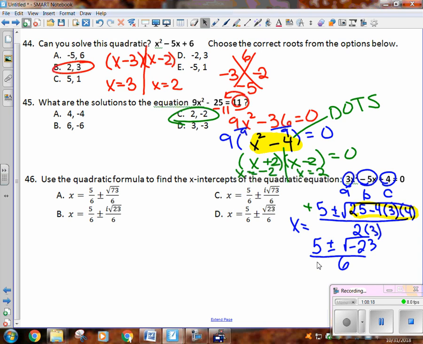Now, the only thing I can do, 23 is not a perfect square, so I have to leave 23 in there. But what happens to the negative? Negatives pop out as letter i. So which answer matches up? Okay, it's not 73. It does have 23, but this one has to have an i. So it would be choice B.